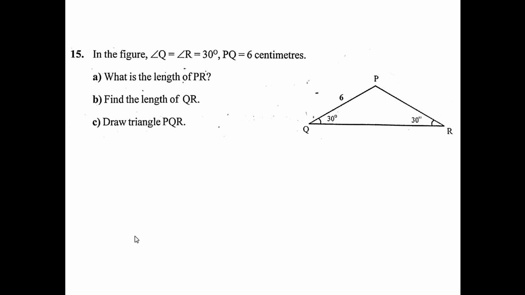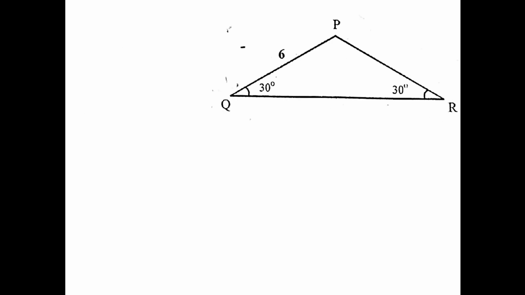15th problem. In the figure, angle Q equal to angle R equal to 30 degree, PQ equal to 6 centimeters. What is the length of PR? Find the length of QR. Draw triangle PQR. Here, angle Q equal to angle R. Therefore, PQR is an isosceles triangle. Hence, the sides opposite to these angles are also equal. That is, PR equal to PQ and that is equal to 6 centimeter.